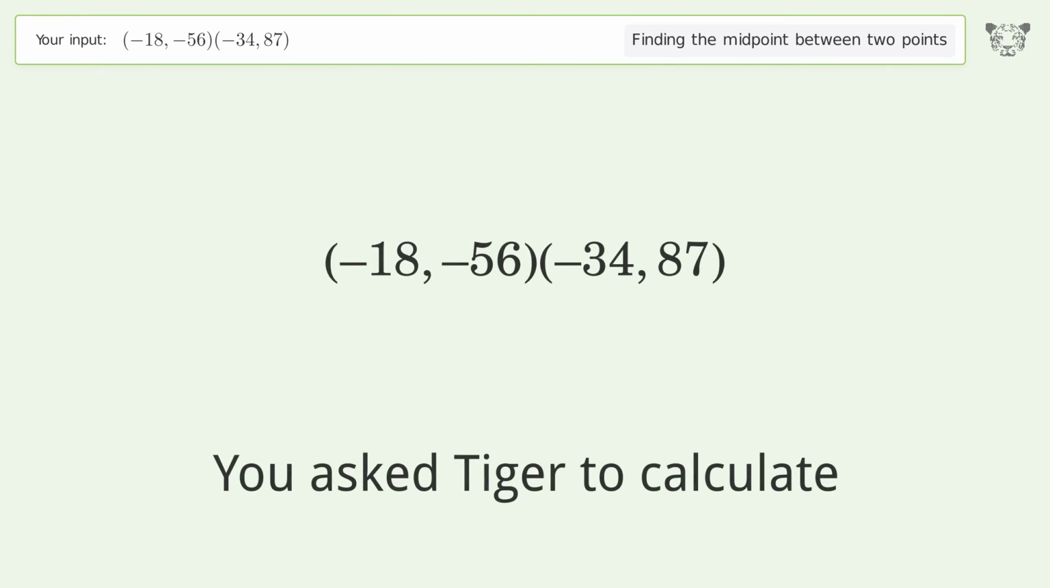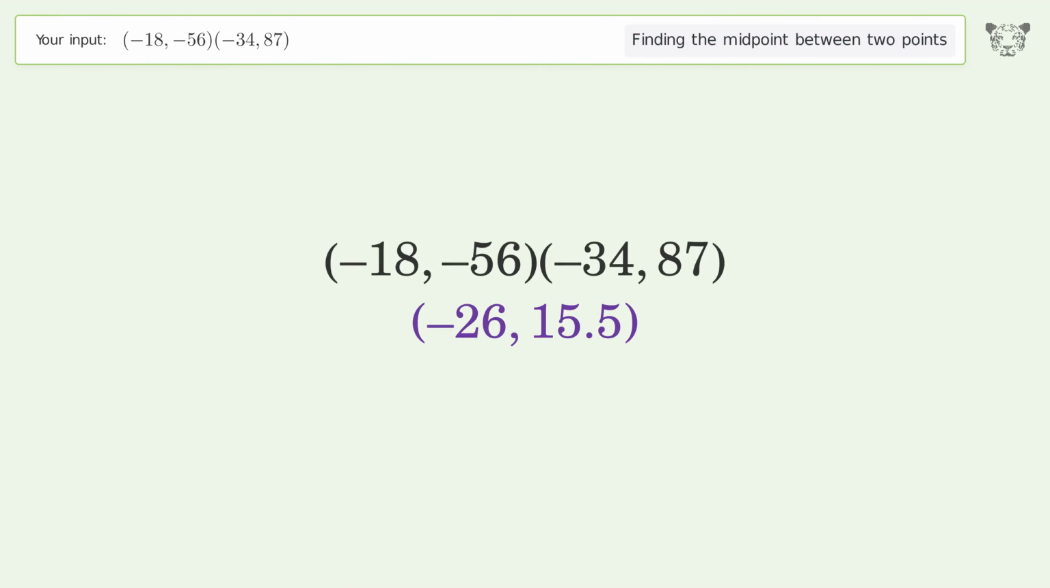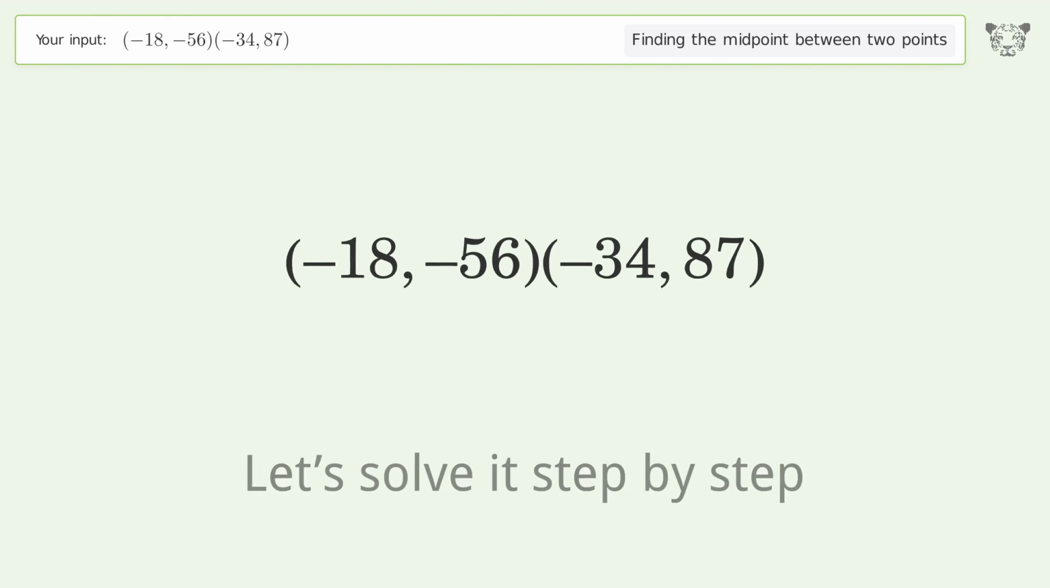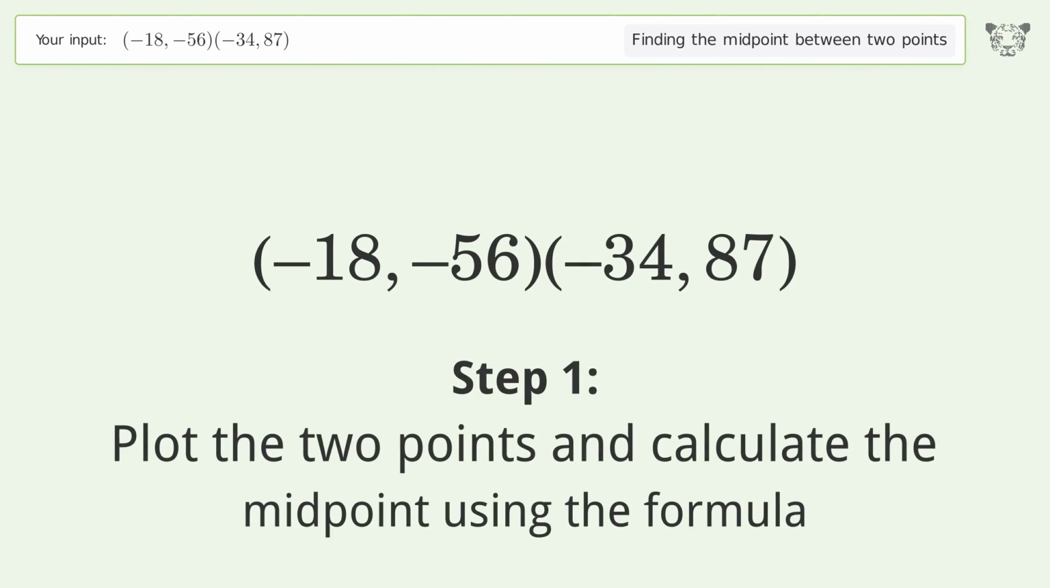You ask Tiger to calculate. This deals with finding the midpoint between 2 points. The midpoint between the 2 points is -26, 15.5. Let's solve it step by step. Plot the 2 points and calculate the midpoint using the formula.